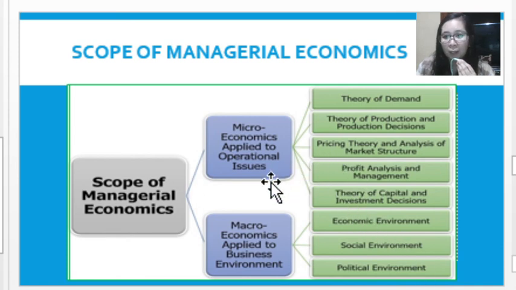So for microeconomics, this is applied to operational issues, meaning day-to-day business operations and business problems. It will include theory of demand, production and decisions, pricing, analysis of market structure and management, as well as capital and investment decisions. So all of these are part of the operational issues that are being faced day to day by a particular business enterprise or organization.